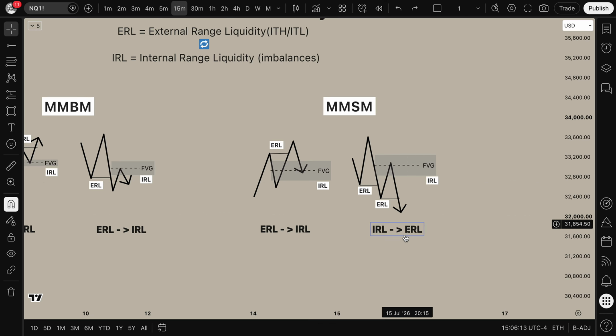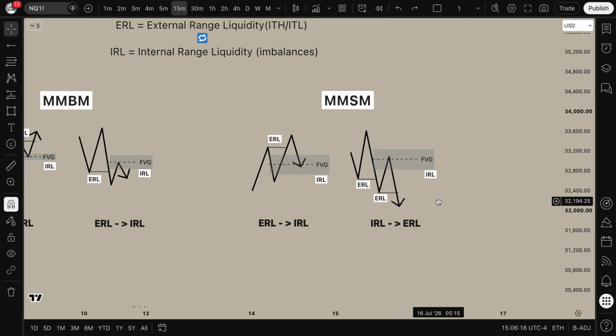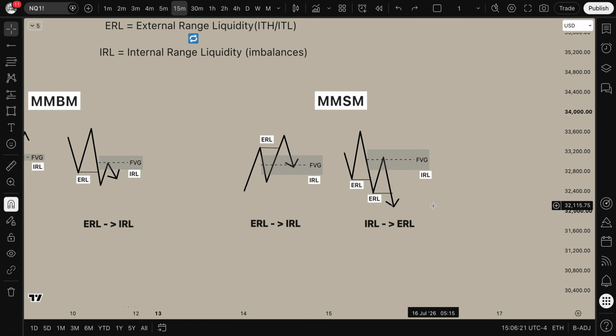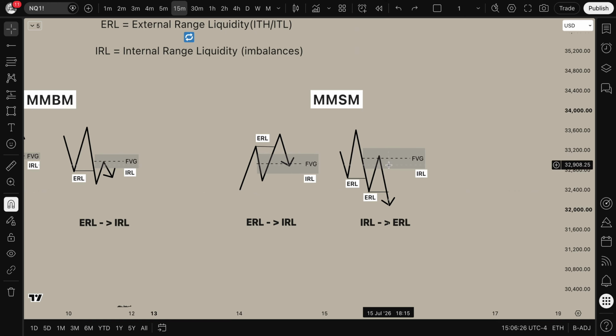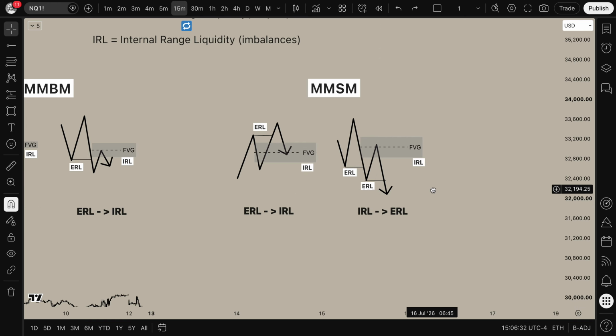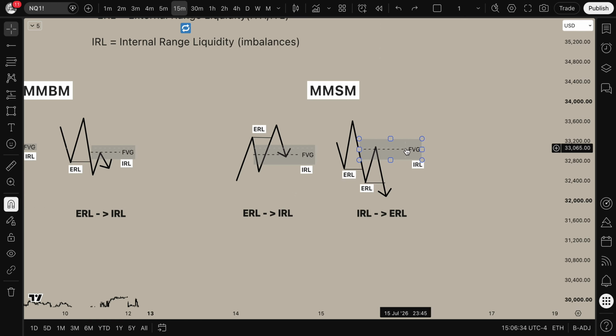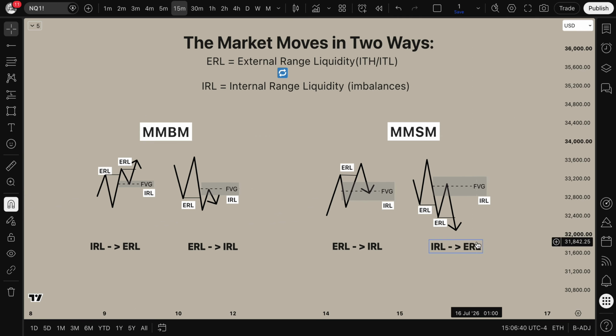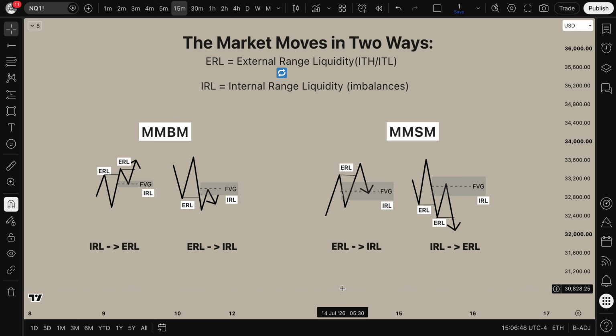Same thing here as well. The way I like to trade is from IRL to ERL. We obviously form a market maker sell model here. We take out all of this external liquidity here, going back into internal liquidity, then targeting a new swing low, external liquidity. Obviously we're moving from our fair value gap all the way to our swing low. The way I like to trade is capitalized from IRL to ERL. So this sell model here and this market maker buy model. Taking continuation trades, taking high probability setups, in my opinion, which are from 1 to 1.